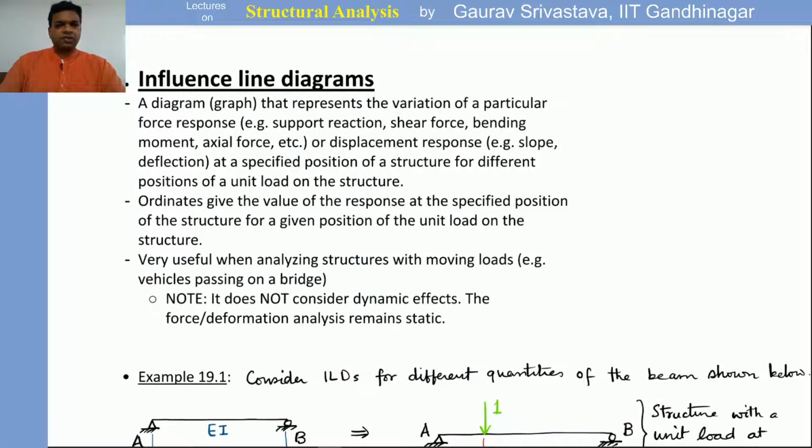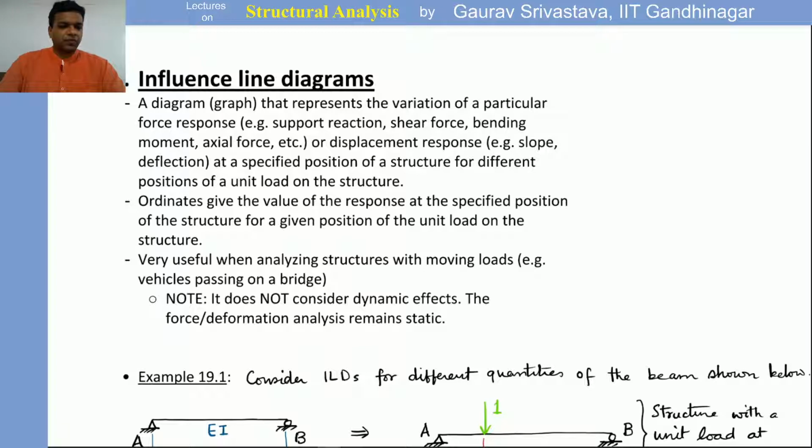In this session, we will discuss influence line diagrams. These are very interesting and important diagrams, especially when problems with moving loads are considered. It doesn't mean that it will consider dynamic analysis. It is still all static analysis.